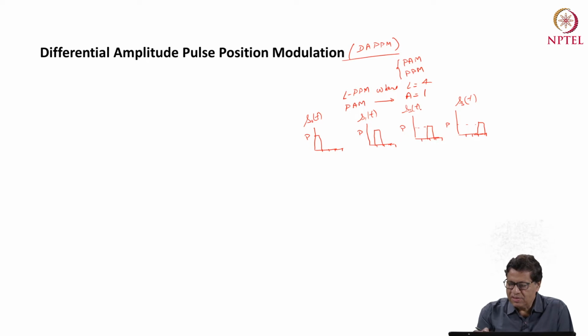It is actually similar to L-PPM, but now let us try to have A is equal to 2 and L is also equal to 2. So I'm trying to make a DAPPM for this. So let us once again draw the waveforms for this combination.